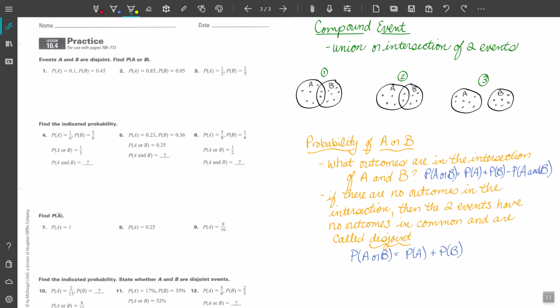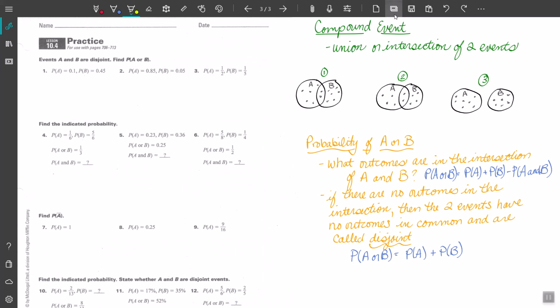Well, this lesson's about finding probabilities of disjoint and overlapping events. You'll see that I have three illustrations here, one, two, and three, illustrating three different possibilities for how two events can come together. If we have a compound event, meaning more than one event, those events can either come together and share some of the outcomes, or they may not share outcomes.